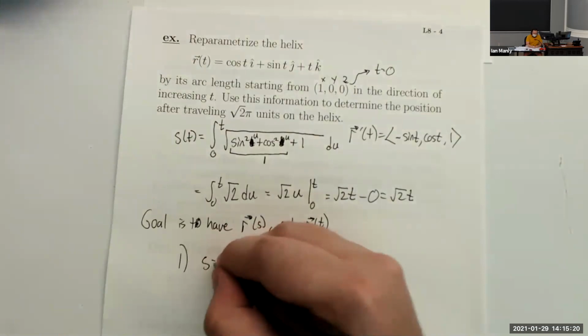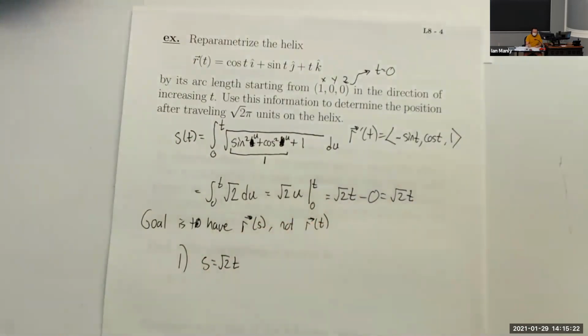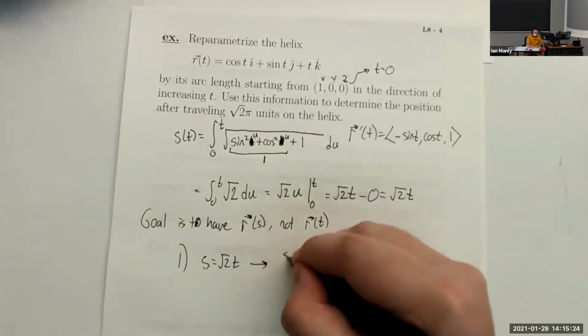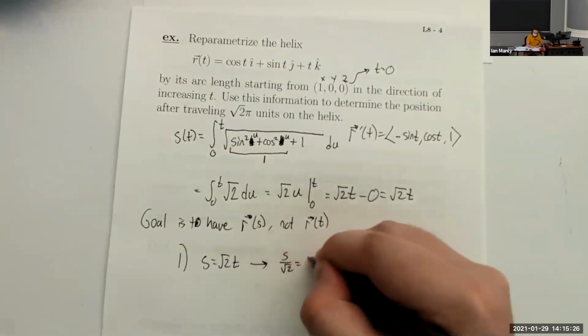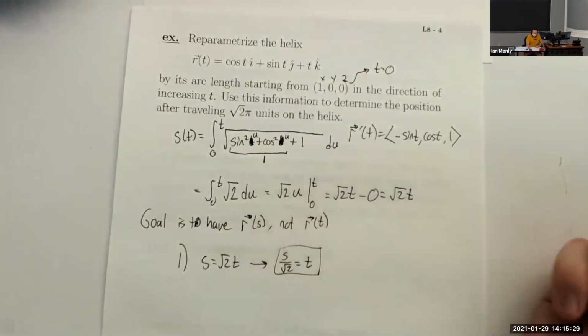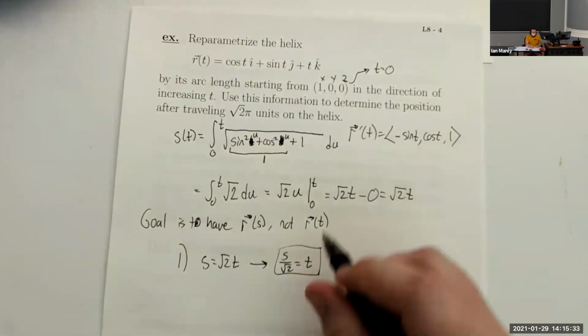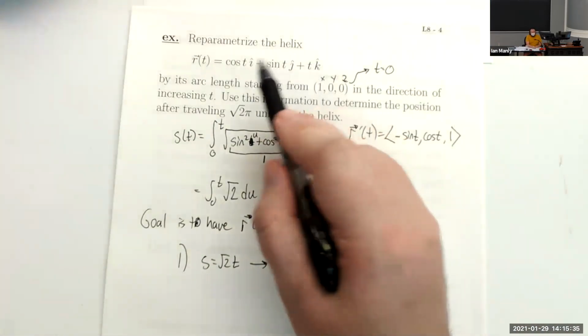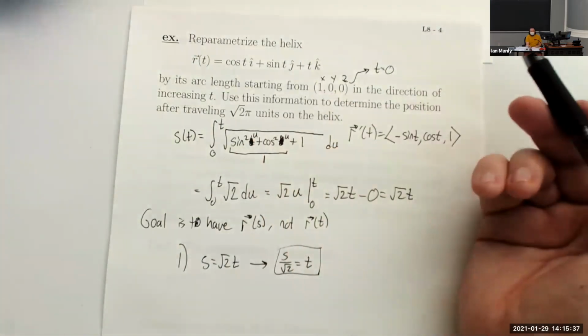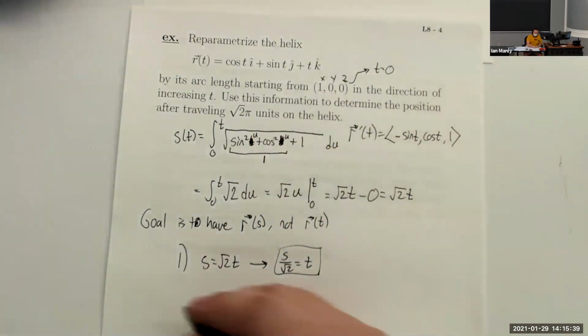So I have s is root 2t. All right, well, this is very easy to solve for t. So s divided by root 2 will be t. Okay, then what I do, now that I've solved for t here, is every time I see a t in my formula up here, I'm going to replace it with s over root 2.